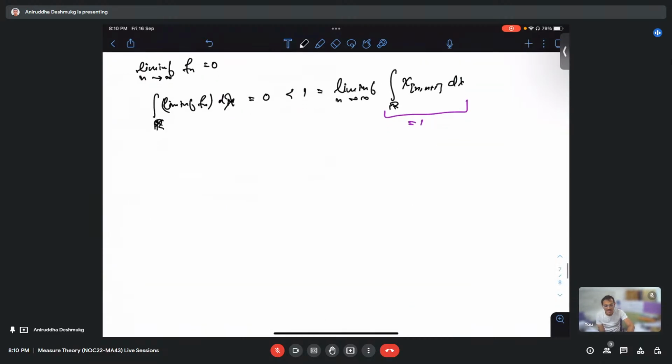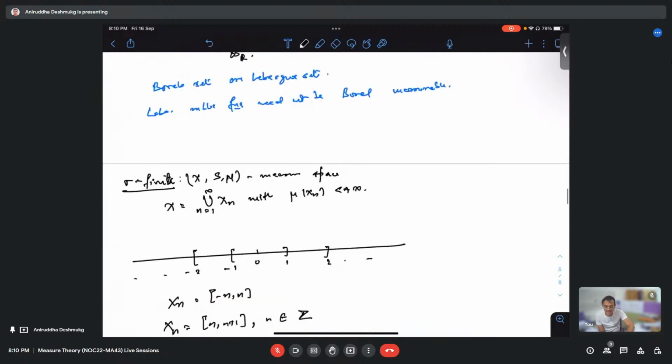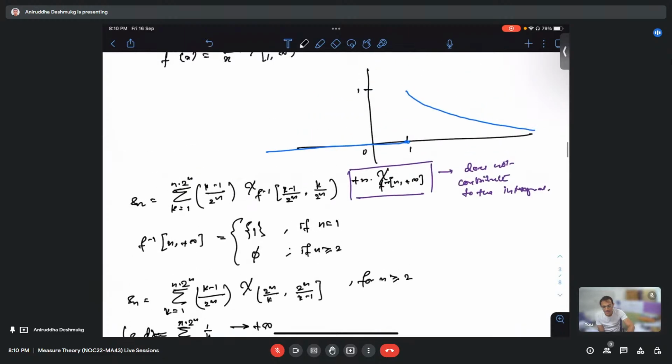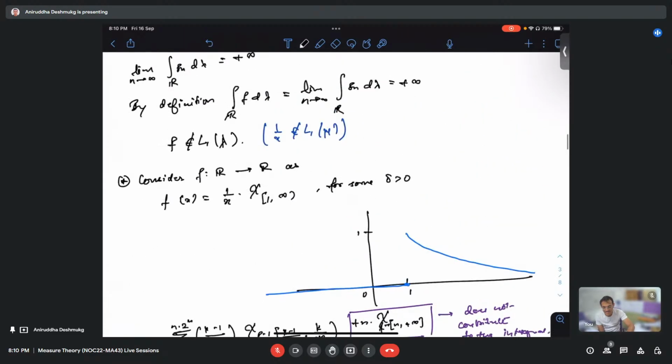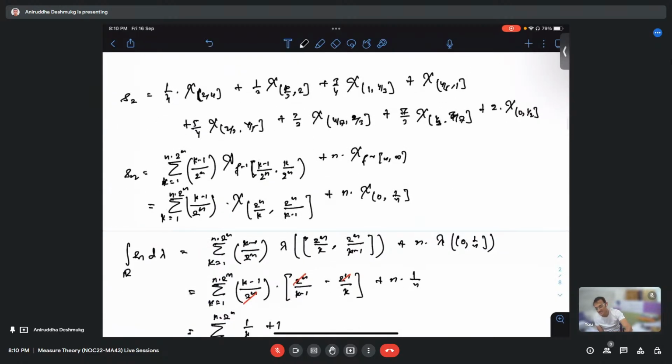Next time we will continue. We'll look at a few more examples of integrable functions, or non-integrable functions for that matter. We'll see how to approximate them using simple functions, and we'll try to evaluate their integrals. So let us stop for today. Thank you.